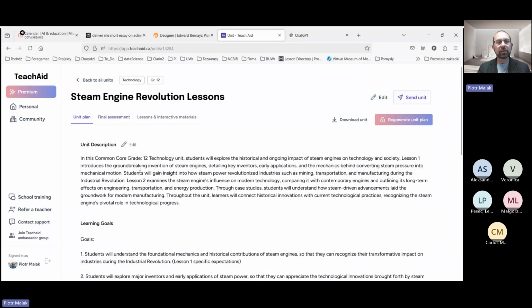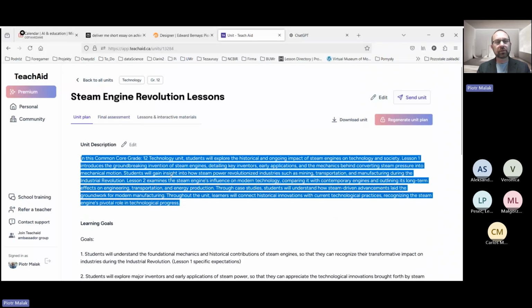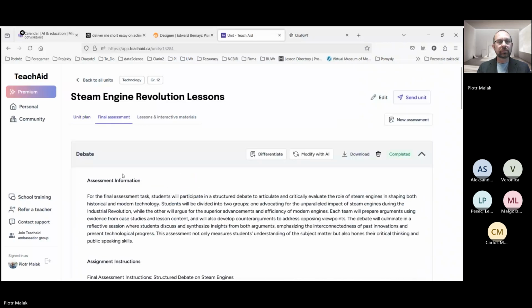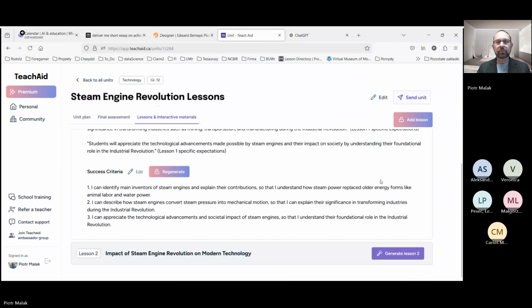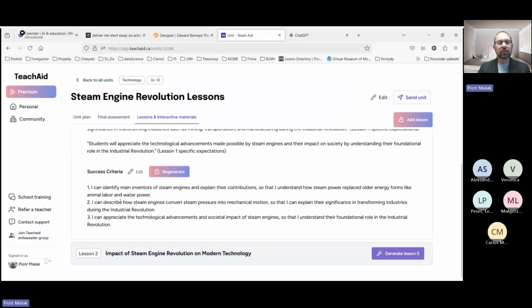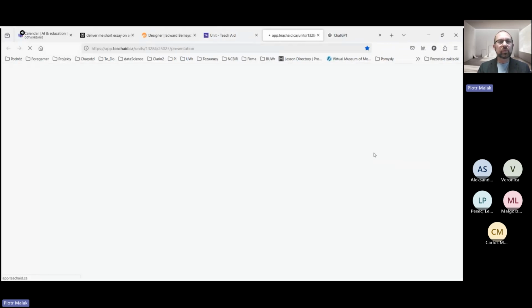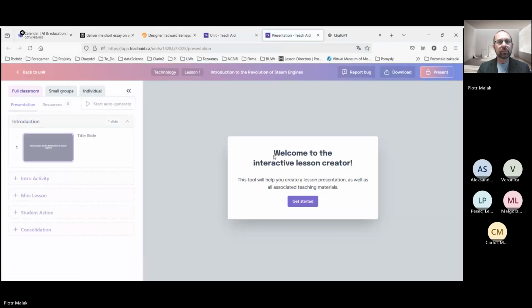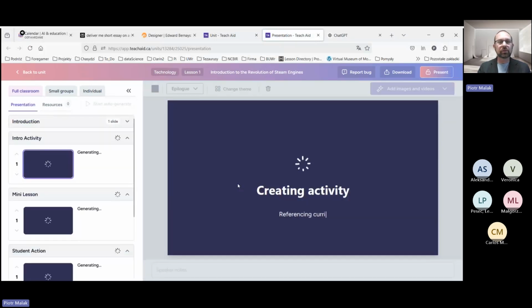We have a unit plan with a summary for the teacher and instructions on what we are expecting to get from our students. There are some final assessments and lessons. As you can see, we have a set of lessons, only two because I asked only for that. And when we open them, we can use auto-generate or customize. Let's save time and use auto-generate.